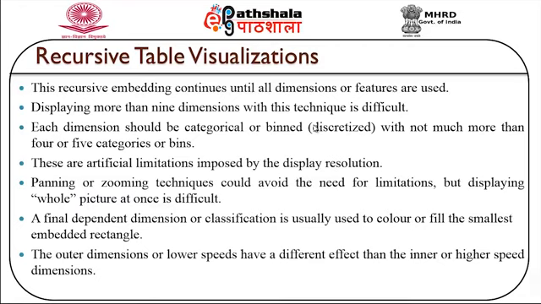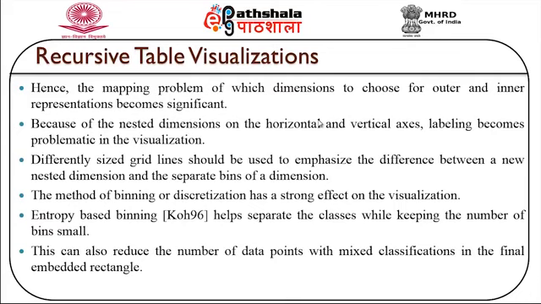Panning or zooming techniques could avoid the need for these limitations, but displaying the whole picture at once is very difficult in this case. A final dependent dimension or classification is usually used to color or fill the smallest embedded rectangle. The outer dimensions or the lower speeds have a different effect than the inner dimensions or higher speed dimensions.